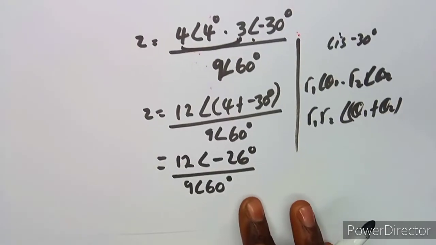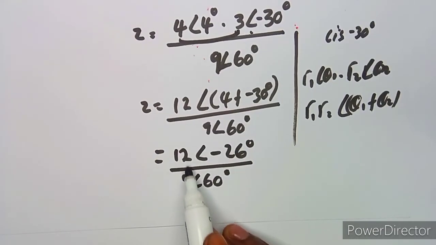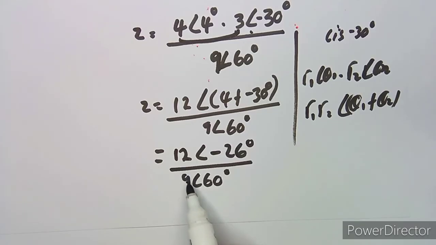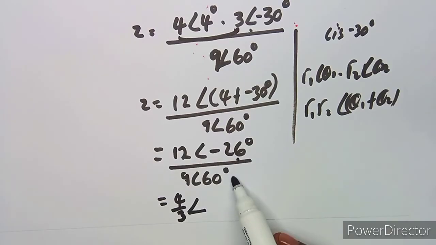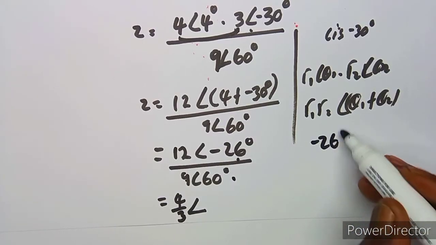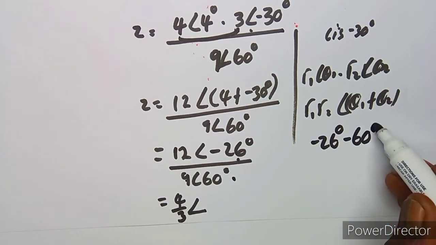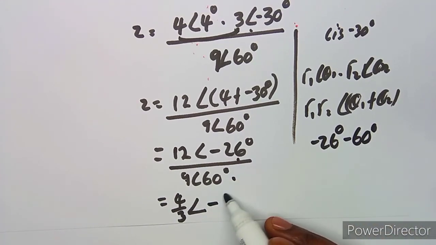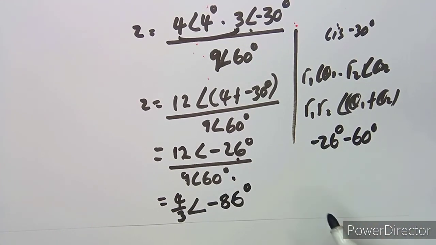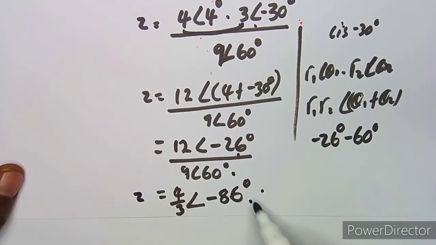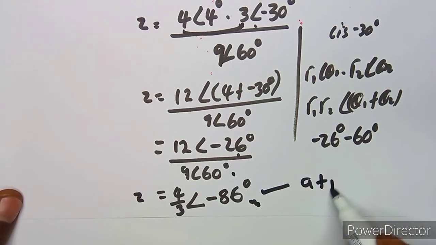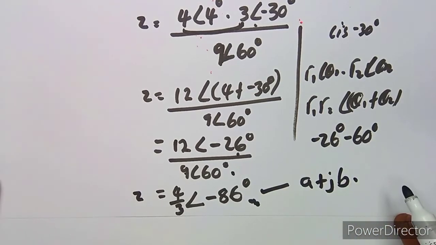So here we can actually divide 12 over 9, which is 4 over 3. Okay, angle of, remember, when you are dividing, you subtract the angle. So it's minus 26 degrees minus 60 degrees, which is minus 86 degrees, like that. All right, so what have you done? You have expressed it in polar form in a simplified version, but this is not what you were asked. The question needs you to convert to the form of a plus jb, which is Cartesian form.